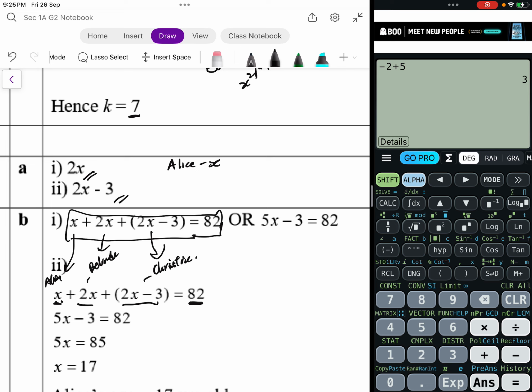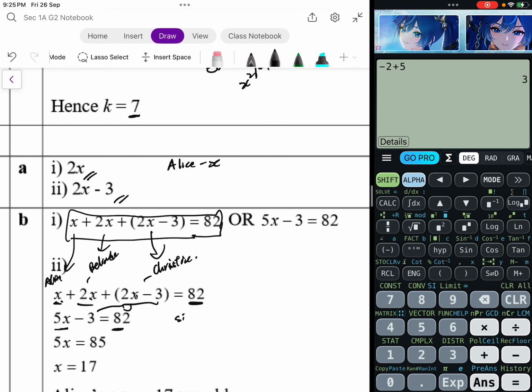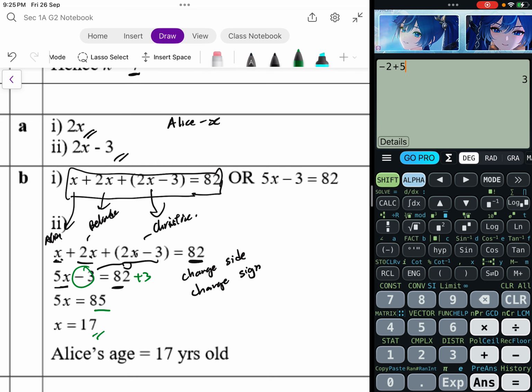So add together x plus 2x plus 2x is 5x. Minus 3 equals 82. Since this minus 3 here will give me 82, don't forget, change sign. So you'll get a plus 3 here if this one comes over. So you bring down, you'll get 85. This one bring down, x equals 17. They want Alice's age, right? So 17 is your answer.